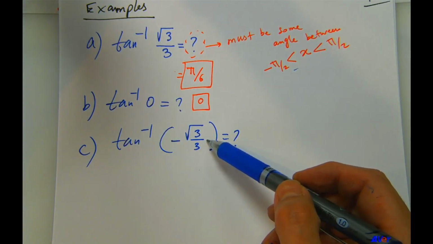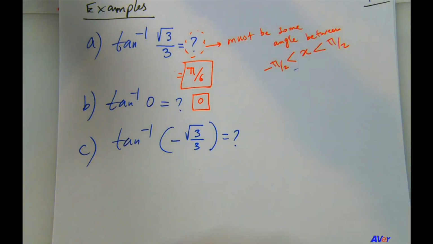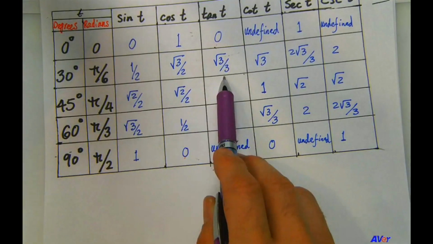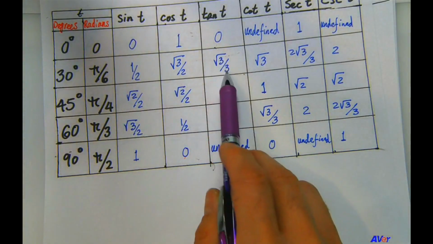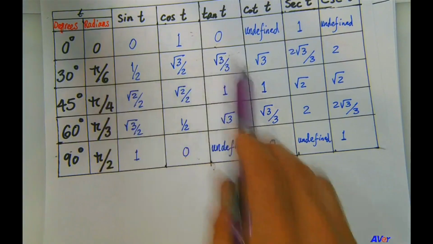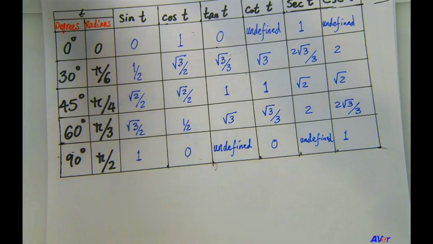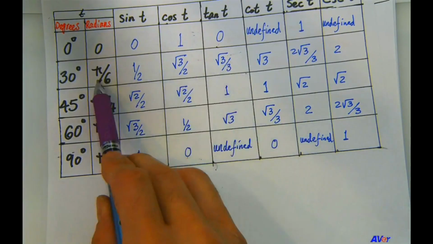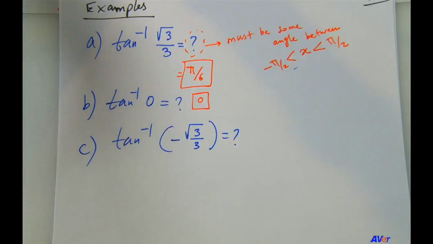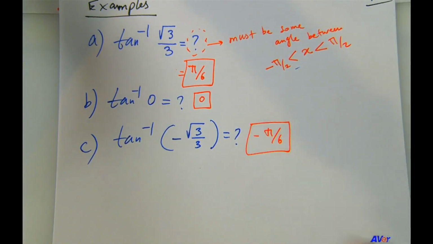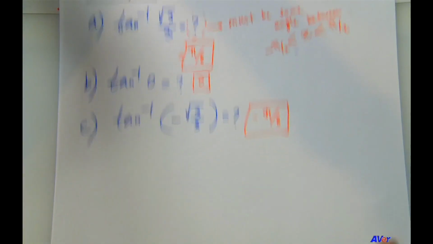So we're going to be in the fourth quadrant, and this is minus square root of 3 over 3. So it's going to be minus pi over 6, because we know that tangent of pi over 6 is square root of 3 over 3. That's positive pi over 6. But this is first quadrant. We are in fourth quadrant, so it should be minus pi over 6. Let's do another example.